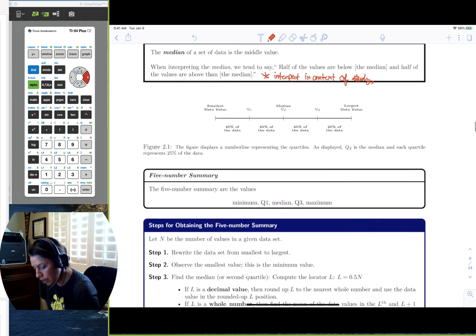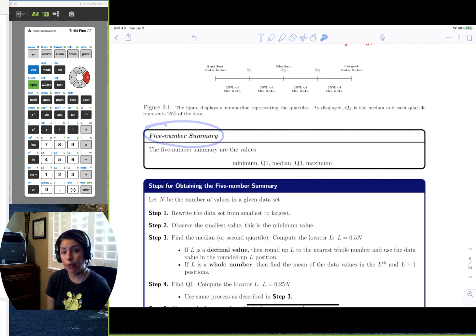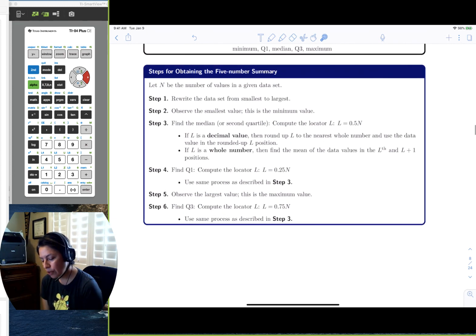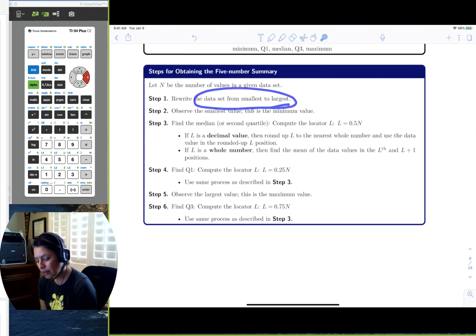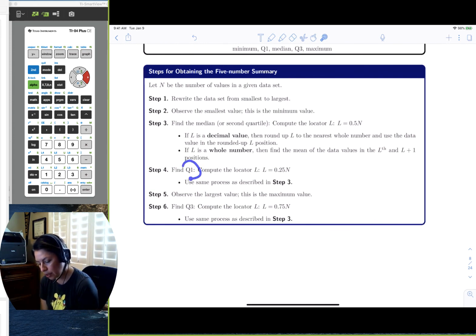So in this graph above, with the quartiles and the smallest and largest data value, that's actually a special 5-number summary. And essentially, we use the 5-number summary to break up our data quite a bit. To do the 5-number summary, you have to rewrite your data in ascending order, and then observe the smallest and largest value, and that would give you those 2 data points, which means there's 3 left. You need to find Q1 and Q3, right?